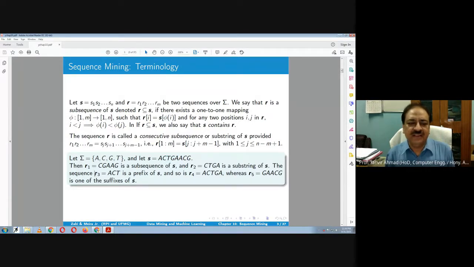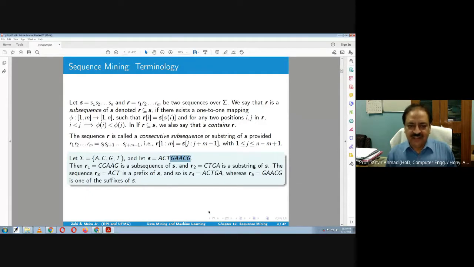Okay, now let us take R3, which is equal to ACT. Now ACT is a prefix of S because that whole thing comes at the starting of S. Similarly, if I take ACTG, this is also a prefix of S. If I take ACTGA, this is also a prefix of S. And if I take just CG, this is a suffix of S. Similarly, if I take ACG, this is also a suffix of S. If I take this whole TAACG, this is also a suffix of S.